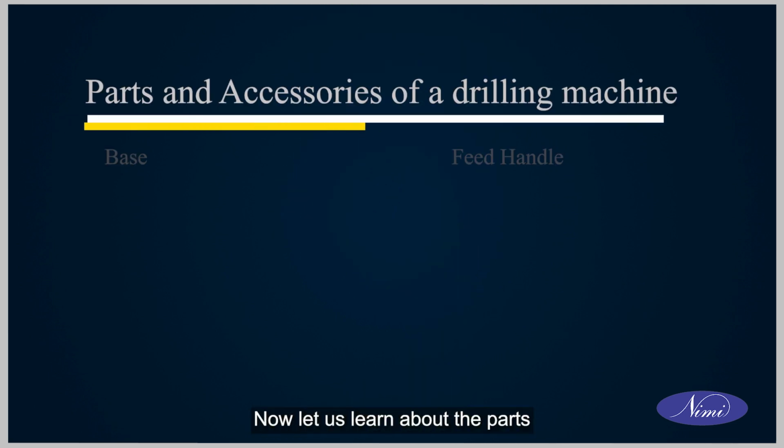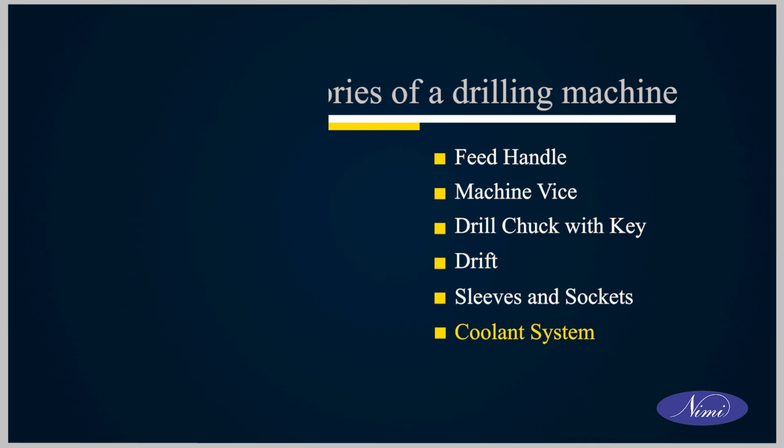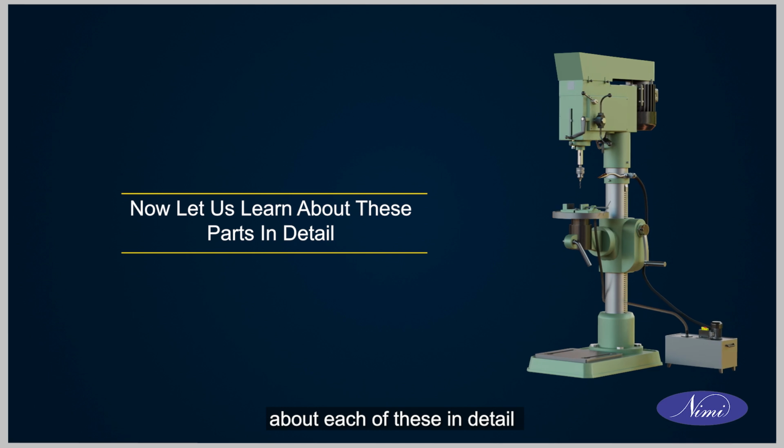Now let us learn about the parts and accessories of a drilling machine. They are base, column, table, drilling head, spindle, motor, feed handle, machine vise, drill chuck with key, drift, sleeves and sockets, coolant system. Now let's learn about each of these in detail.